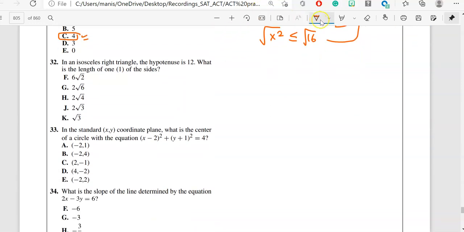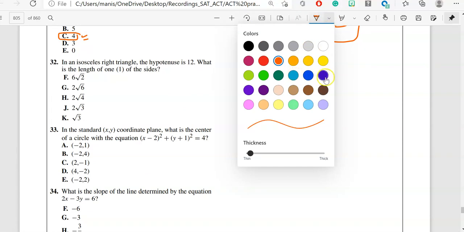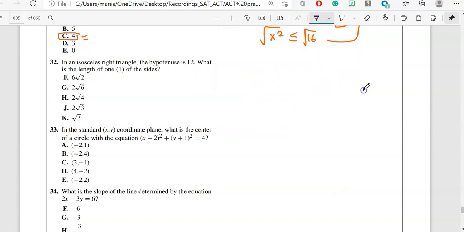Now let's look at question number 32. What is question number 32 saying? In an isosceles right triangle. What does isosceles mean? Two sides are equal and opposite angles are also equal.